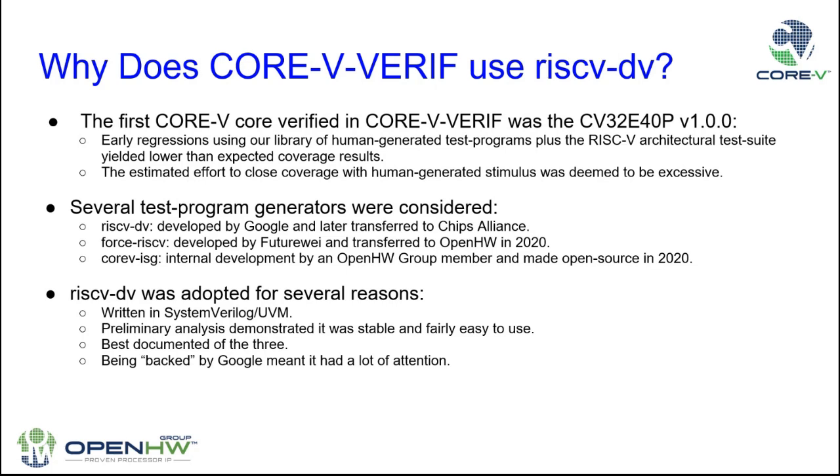We did look at several different options. riscv-dv was adopted for several reasons. The first is it was written in SystemVerilog UVM. This was an important consideration for us because our testbench is written that way. We did a preliminary analysis, and it looked relatively easy to use, and it looked like it was relatively stable. Of the three options we considered, it was the best documented. And I'll be honest with you, the backing of Google, this thing was originally developed by Google, and the feeling in the community was, well, if Google is behind it, it must be good. And that is both true and not true at the same time.